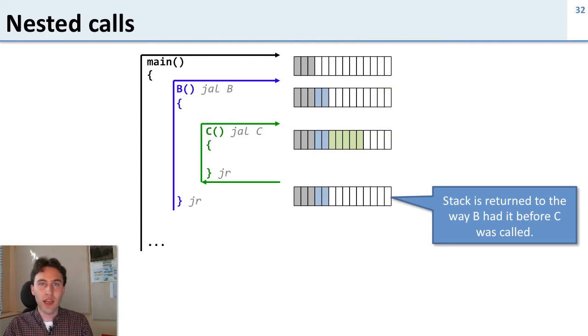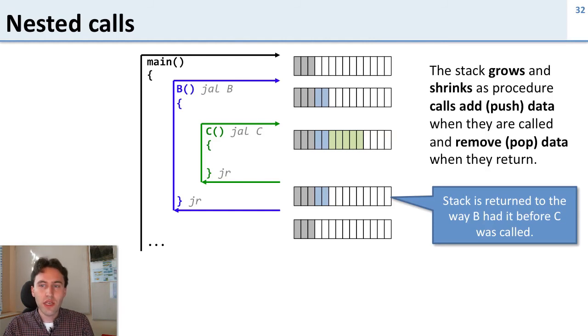So C can do whatever it wants with the stack. It can call any other procedures, which might change the stack again, but it has to return the stack to the way B was expecting it. Similarly, when B finishes, it returns the stack to the way main was expecting it. So what you see here is that the stack is growing and shrinking as you call different procedures. Each time you call a procedure, it's going to push more data onto the stack and move the stack pointer down, and when it finishes, it's going to remove the data from the stack and pull the stack pointer up again.